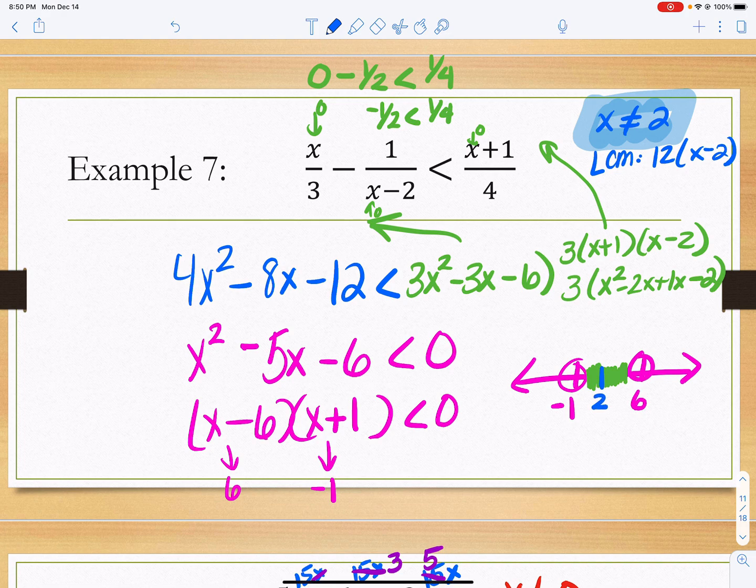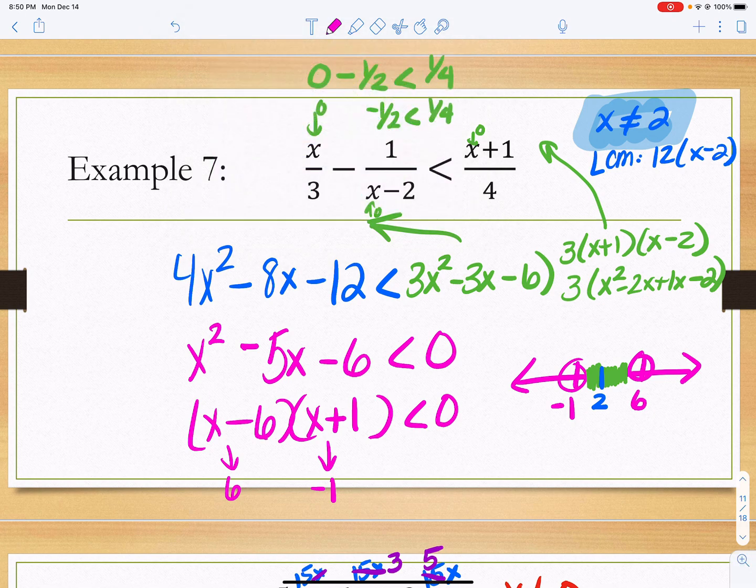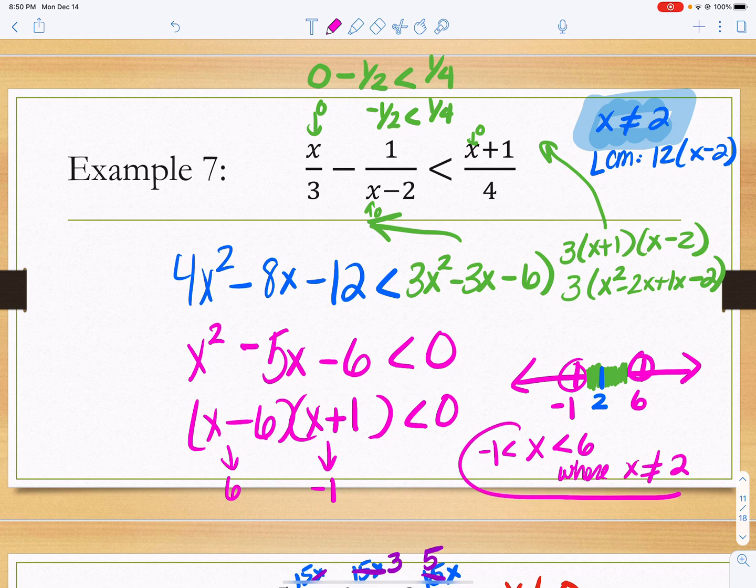So what I'm going to write as my final answer, I have to actually write what I have graphed here. I'm going to say x is bigger than a negative 1, but it's less than 6, where x cannot equal 2. So that is my answer.